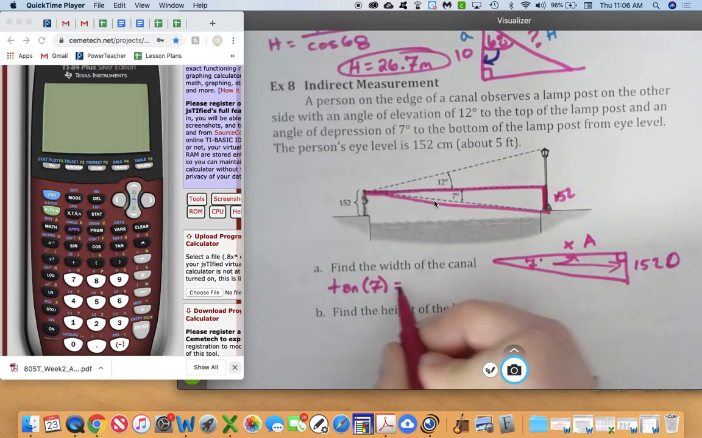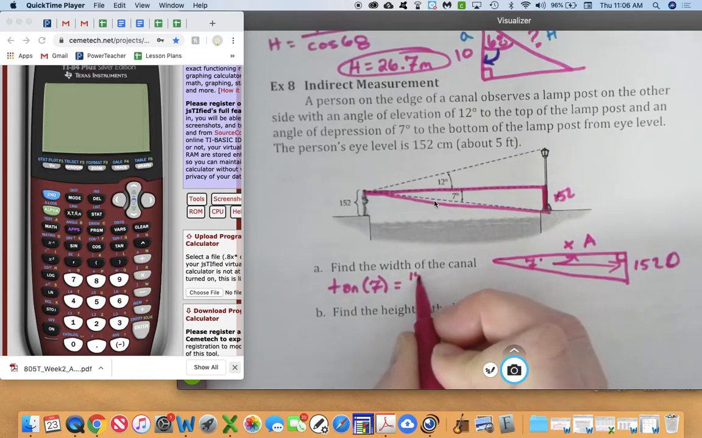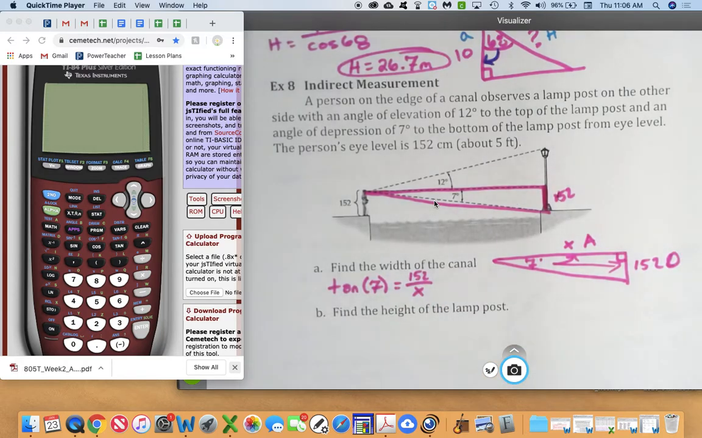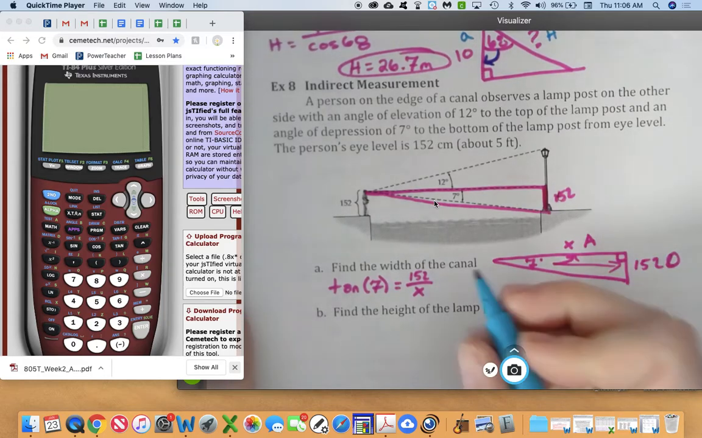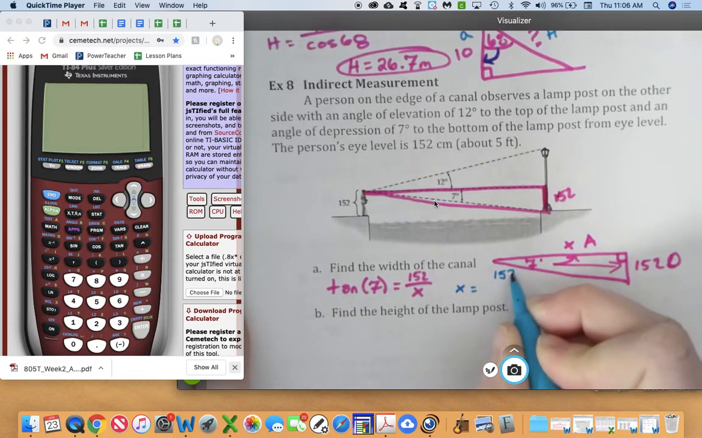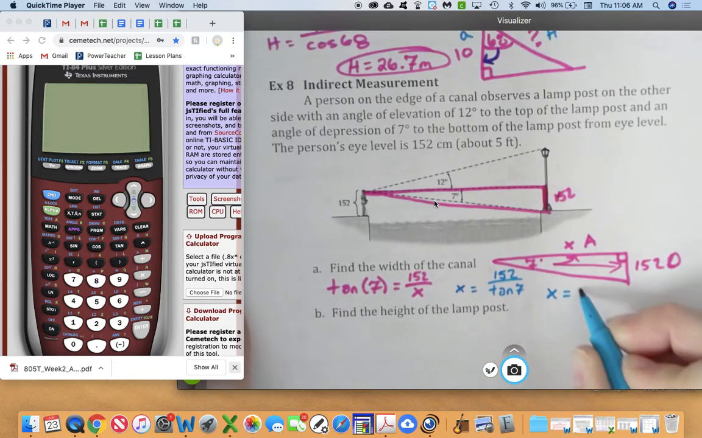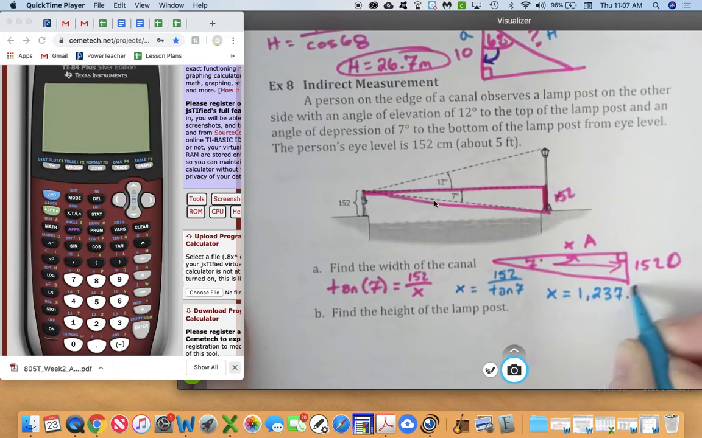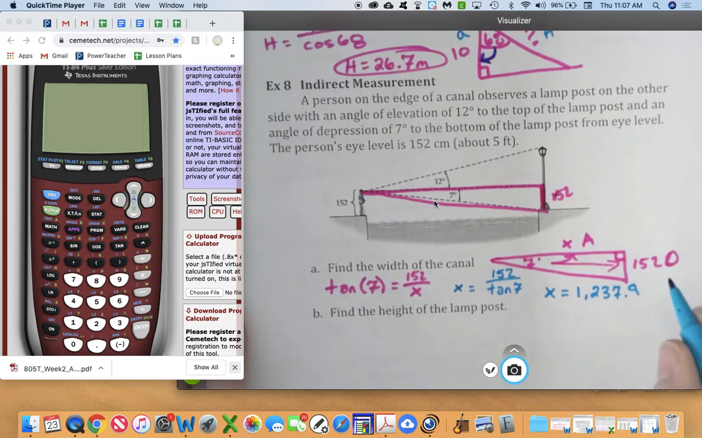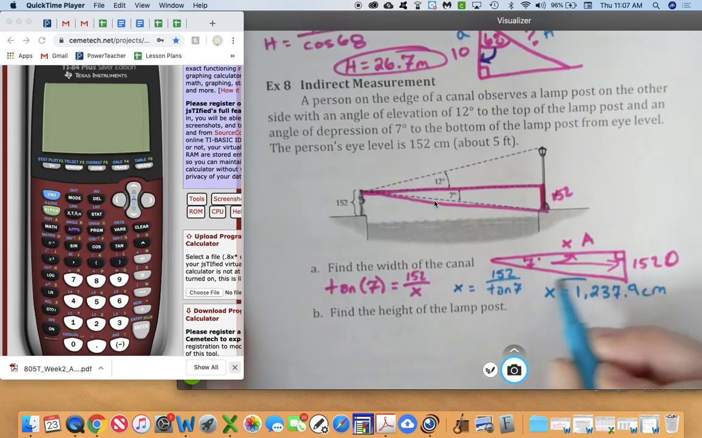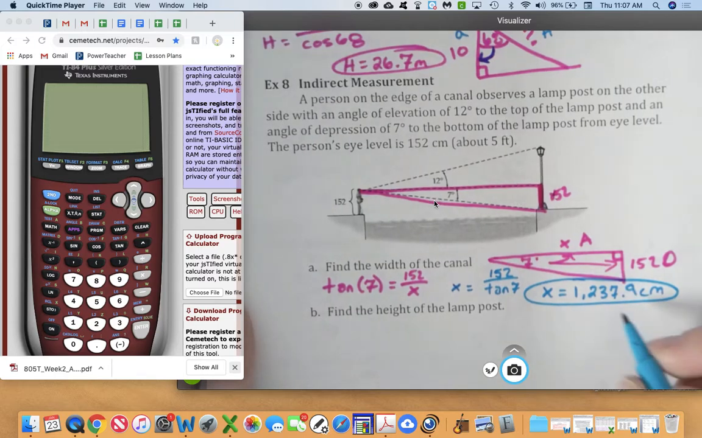Tangent 7 equals 152 over x. Then flip those two around. So x is going to be equal to 152 over tangent 7. And that is in centimeters. Is there 100 centimeters in a meter? Yeah. So it would be 12.379 meters. If you want to switch to meters, that's fine.